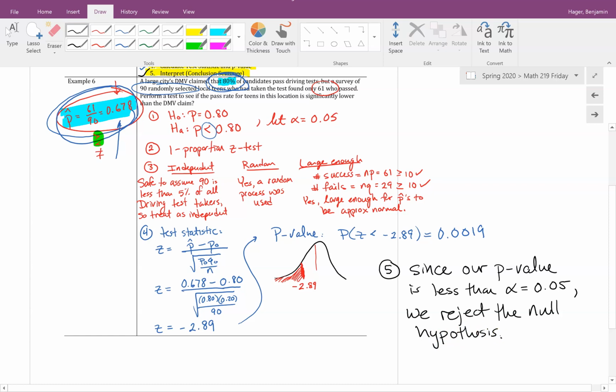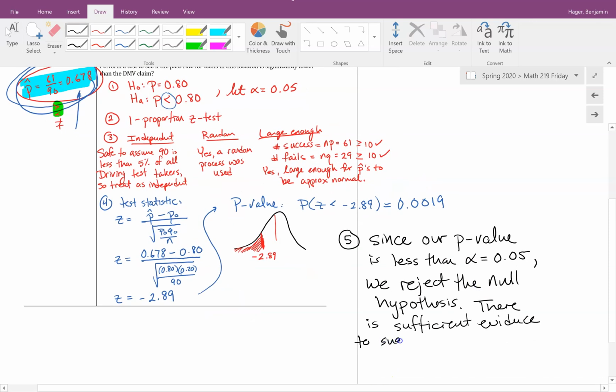And what that means is that there is sufficient evidence to suggest that the true proportion, the percentage of people that pass, is actually less than 80%.